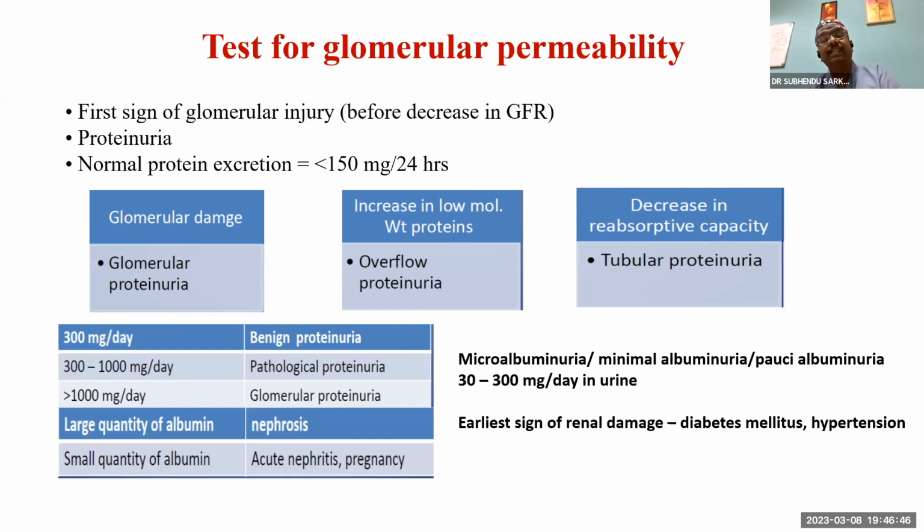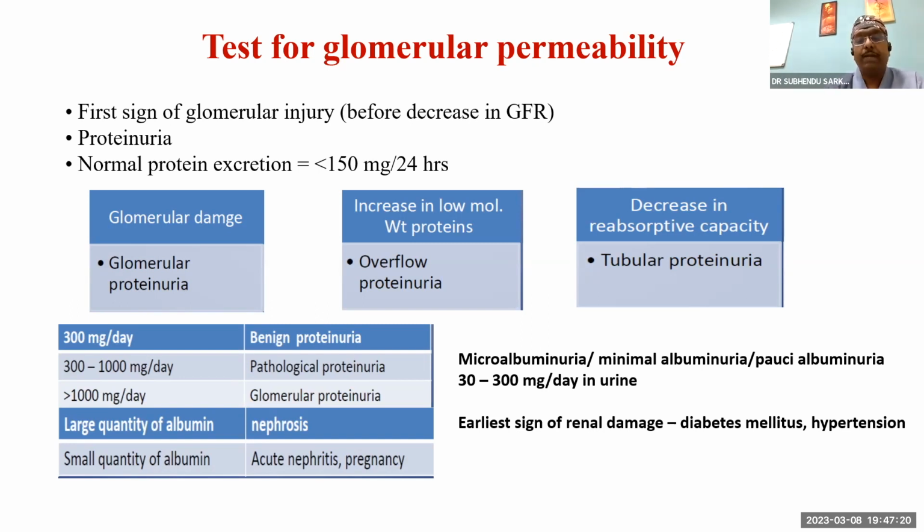The next gross heading is tests for glomerular permeability. It's actually where we assess the proteinuria component. It is the first sign of glomerular impairment, even before there is a decrease in the glomerular filtration rate. So permeability tests are of the proteinuria. Now the normal protein excretion is less than 150 milligram per 24 hours. If there is damage, it is a glomerular proteinuria.